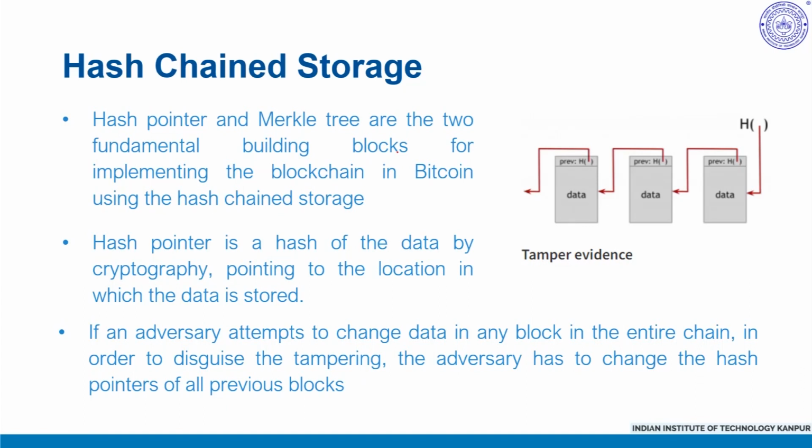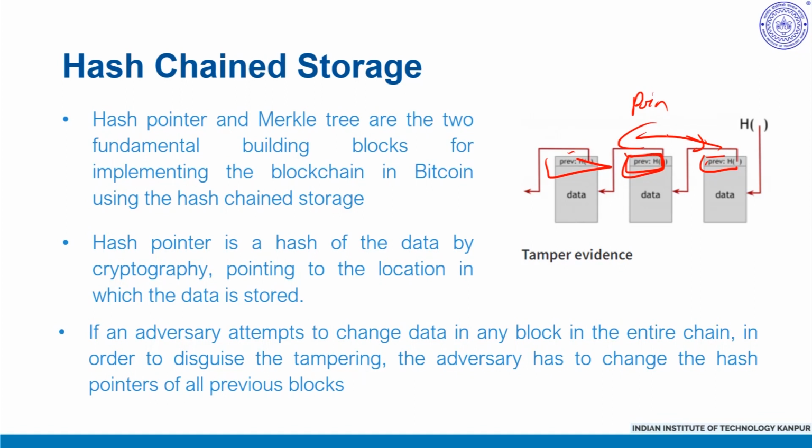A hash pointer is a hash of the data created by cryptography pointing to the location in which data is stored. So on a blockchain, a hash pointer would point towards the previous block. It is created from the hash of the information available in the previous block. So you apply a hash function to create a hash from a given block, and this is stored as a hash pointer on the subsequent blocks. So if the flow is in this direction, you have the header of a block containing information in the form of the hash of the previous block. It also contains a pointer which points to the block from which the information is taken.